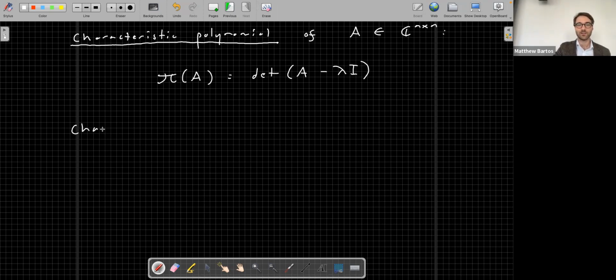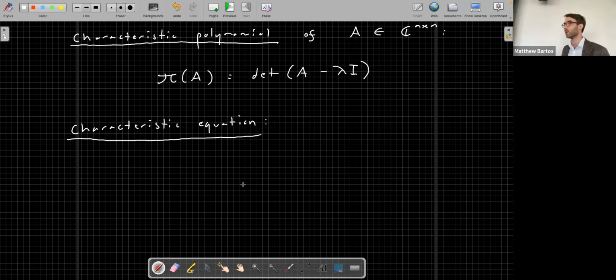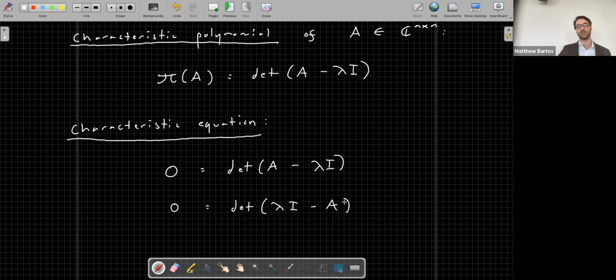Similarly, we can define a characteristic equation for our same matrix A. To get the characteristic equation, all we have to do is set our characteristic polynomial to zero. So we have that zero is equal to the determinant of A minus lambda I, or equivalently, zero is equal to the determinant of lambda I minus A, because they're equal up to a factor of negative one. This is going to give us a method for computing the eigenvalues of our matrix A. Just keep this terminology in mind, characteristic polynomial, characteristic equation. It may relate to something we've seen in class earlier.